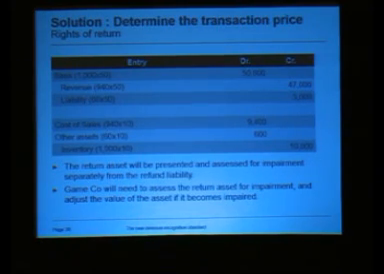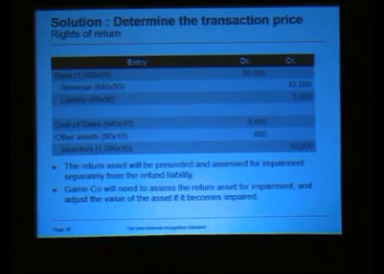I am creating a contract liability for the 60 units that I believe will be returned back to me. So 60 into 50 is 3,000. I have a cost of sales for the goods I have sold. The cost of sales is 10 per unit. So cost of sales, 940 units sold into 10 per unit, is 9,400 debit.